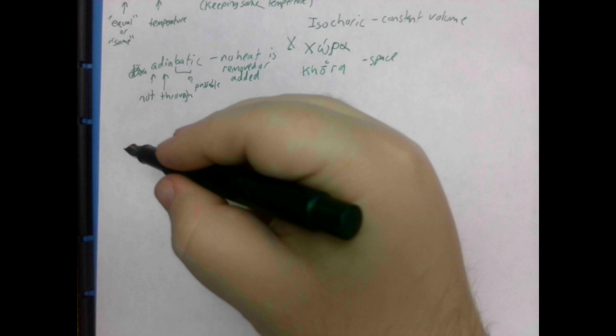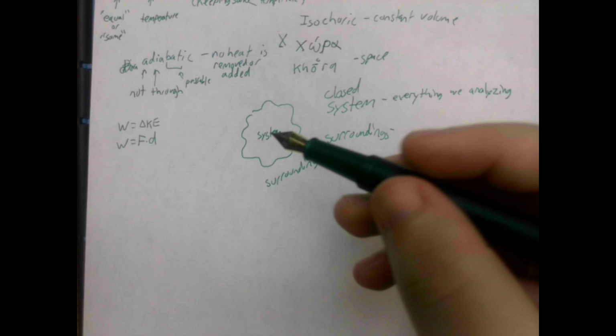So we can do two things. We can pump heat into our system. So I'll let it be Q, which will represent heat added to the system. And our system can do some work. So work done by the system.